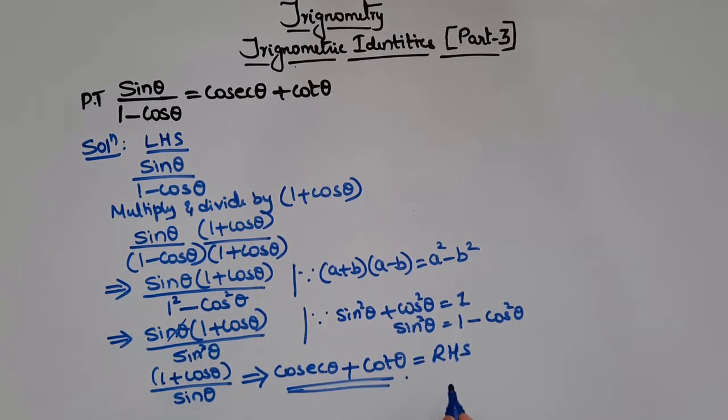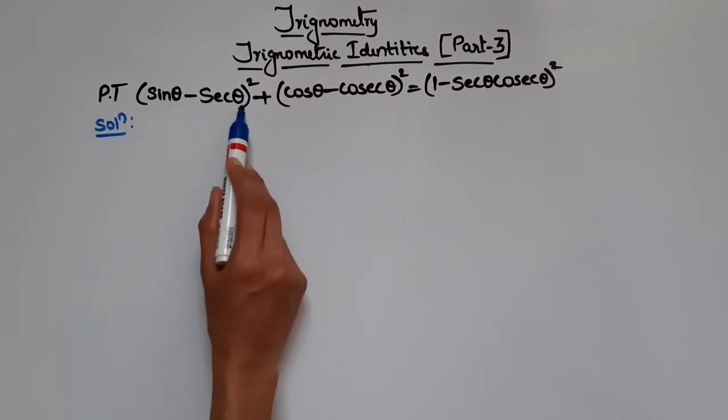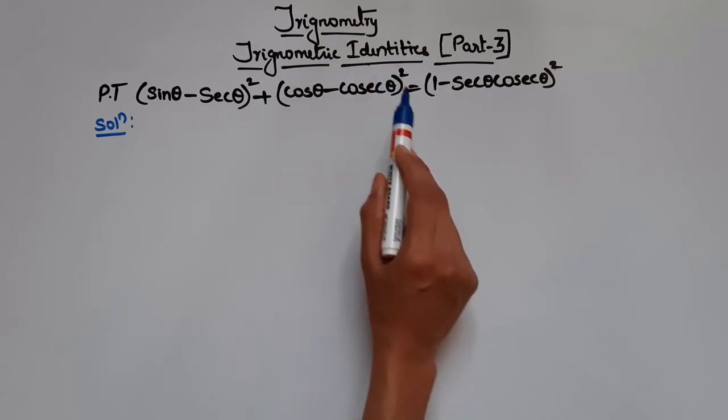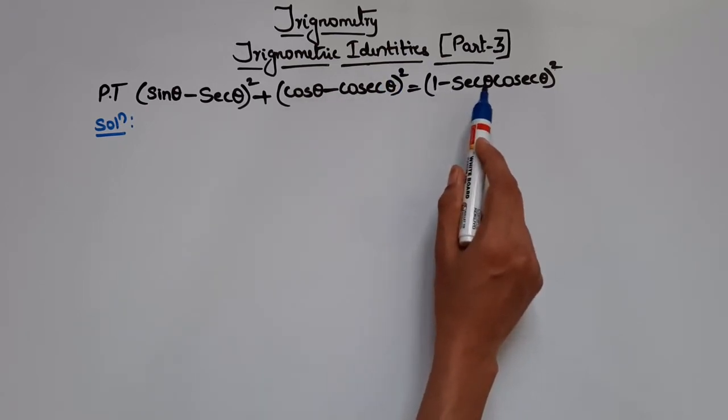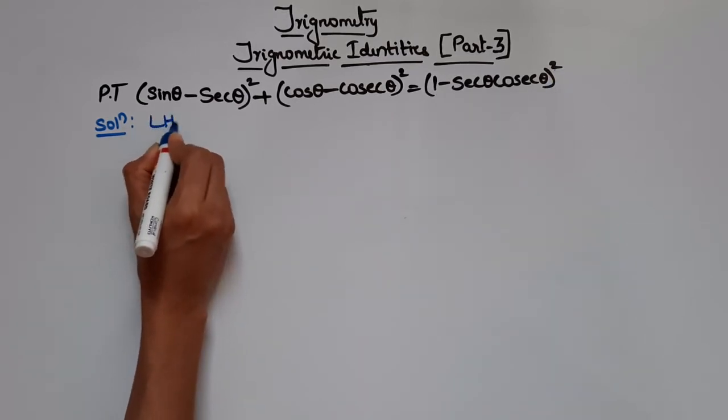Now let's see one more problem. Now let's see this problem. Prove that (sin theta minus secant theta) the whole square plus (cos theta minus cosecant theta) the whole square is equal to (1 minus secant theta into cosecant theta) the whole square. So first let's write what is LHS.